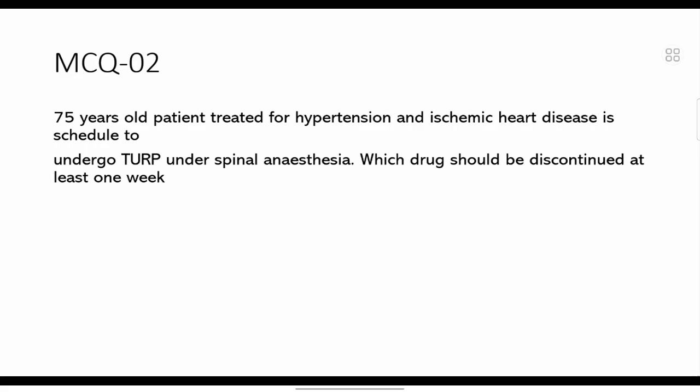The next one is anticoagulant. The problem is with the warfarin. Warfarin, we have to stop 5 days prior to the surgery, and we have to convert the warfarin into the low molecular weight heparin therapeutic dose, per kilogram per day. I think that's the correct dose. And even the low molecular weight heparin should be withdrawn 24 hours prior to the surgery.